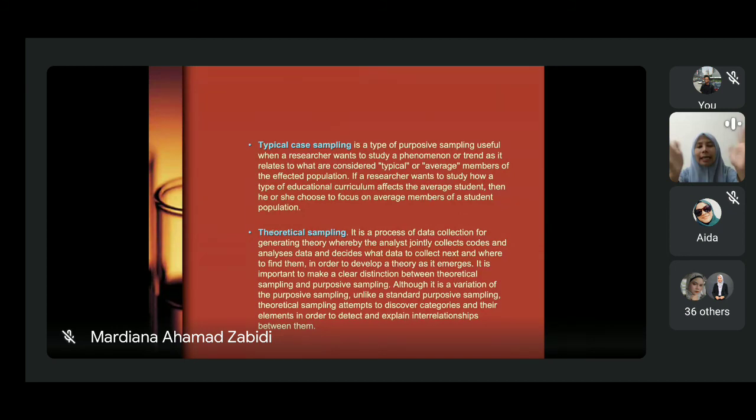Okay, theoretical sampling. Theoretical, contohnya this one basically goes back to the lab work. Okay, theoretical ni selalunya kita akan work dengan software as well as lab work.